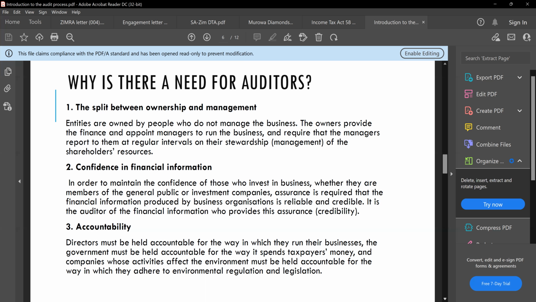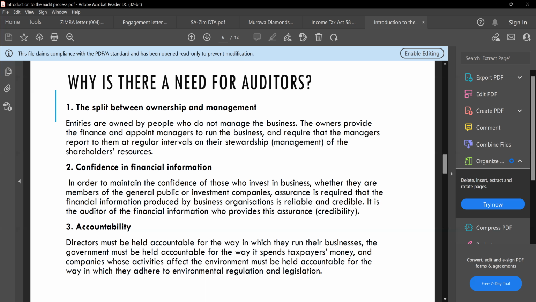Number two, confidence in financial information. In order to maintain the confidence of those who invest in business, whether they are members of the general public or investment companies, assurance is required that the financial information produced by the business organizations is reliable and credible. It is the auditor of the financial information who provides this credibility or assurance. So there's so many stakeholders involved.